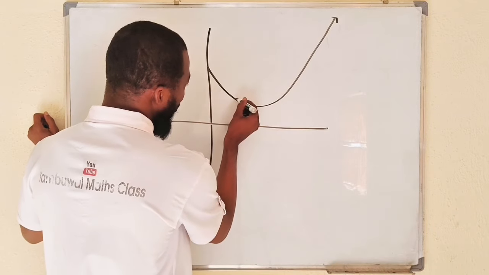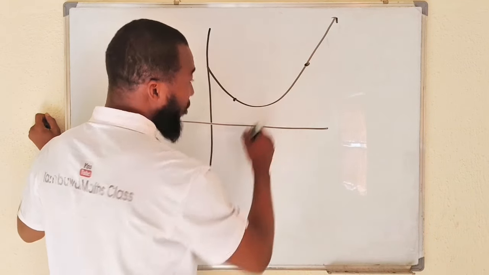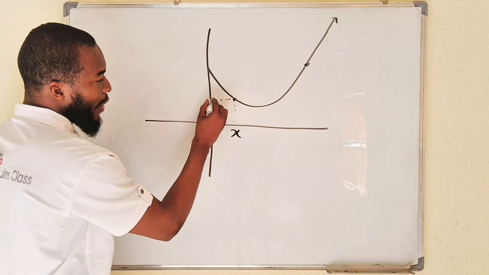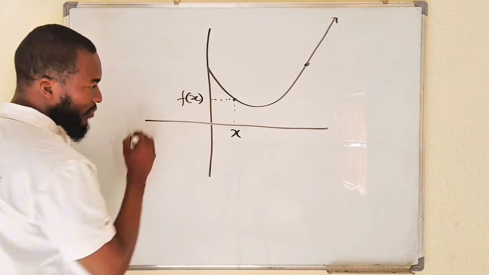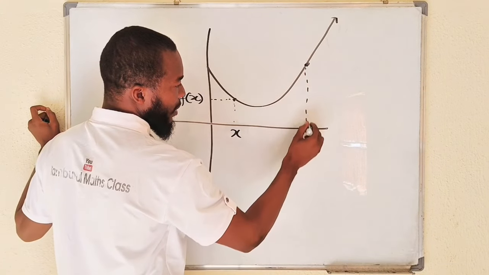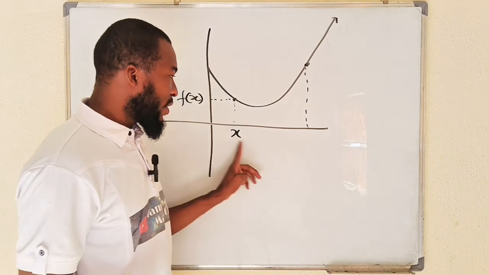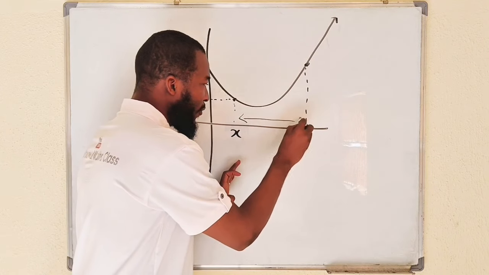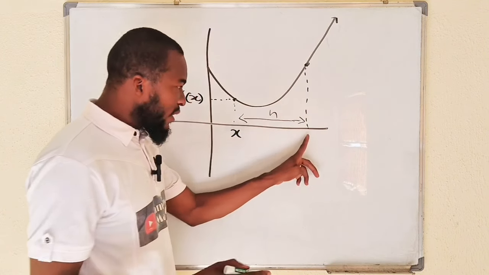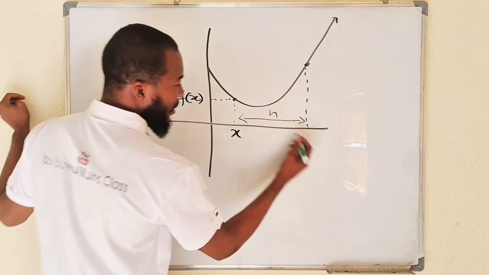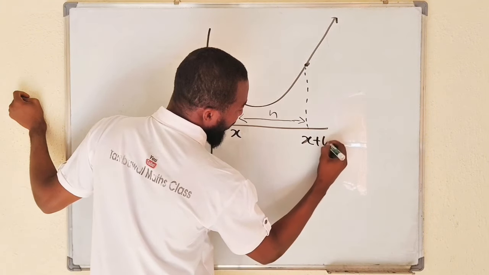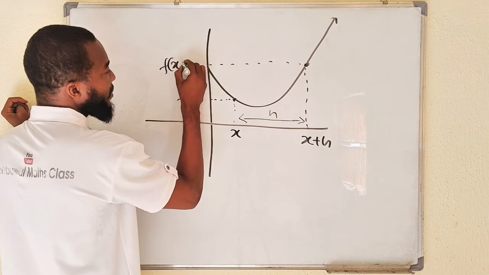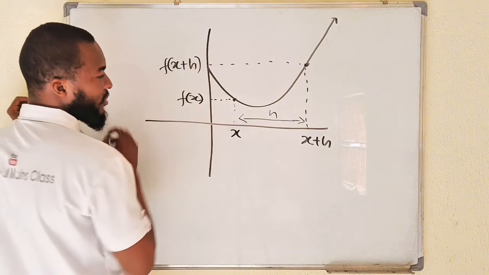For instance, if we have a point here, and another point here at random, this will be x, right? And the corresponding value of y will be f of x. So what about this point? Let's assume that the distance from x to this second point is h. From here down here is h. Therefore, this point will be x plus h, right? The corresponding value of y at that point will give us f of x plus h.